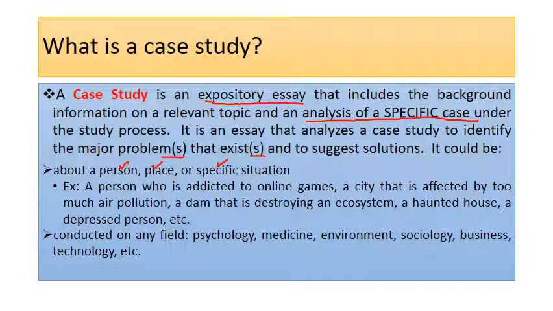It could be about a person, a place, or a specific situation. For example, it could be about a person who is addicted to online games and would play for 12 or 13 hours straight. It could be about a city that is affected by too much air pollution, like Beijing or Beirut. It could be about a dam, a place where water is stored to produce energy, that is destroying an ecosystem. You hear a lot in Lebanon nowadays about the dam of Bisri. You can make a case study about that. What are the issues regarding it? Why are people protesting? Suggesting possible solutions. What's been done about it?